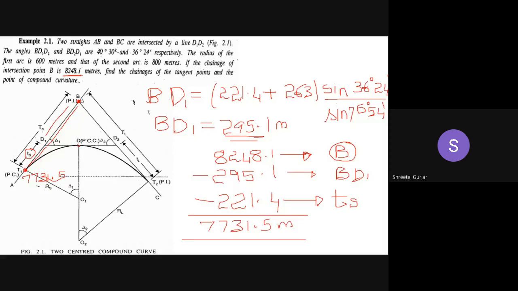Now to calculate the chainage of this point, we have to add the length of the short curve, right? First, you have to calculate the length of the short curve. Similarly, you have to calculate the length of the long curve, L. And then to this particular chainage, if you add the length of the long curve, you will get the chainage of T2. So I hope the steps are clear.